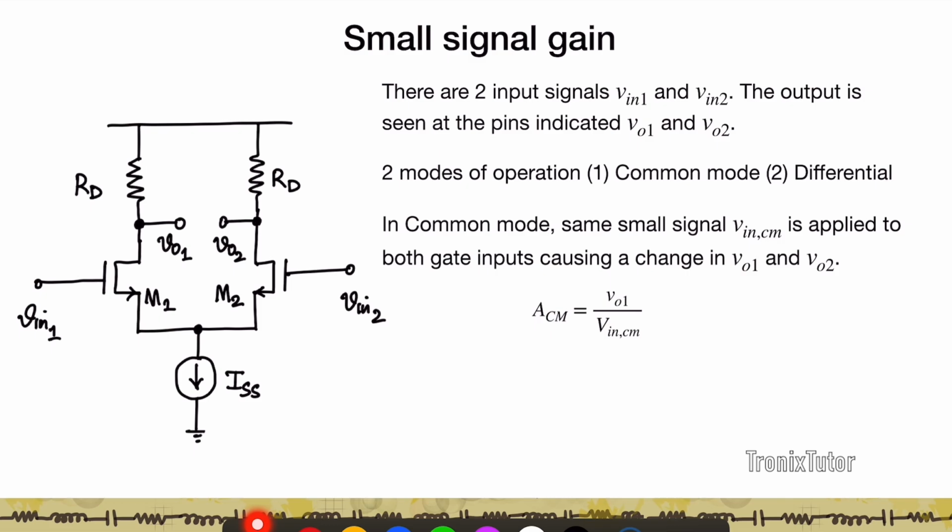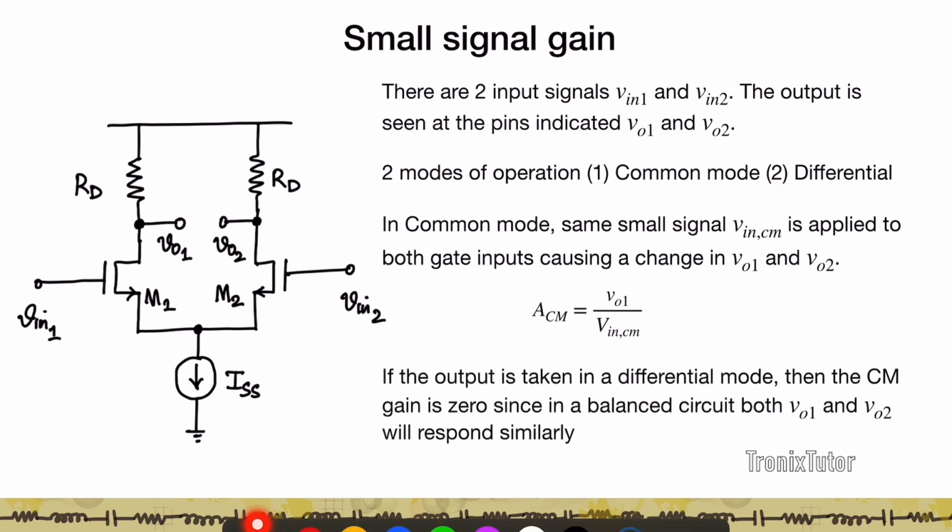Now remember that when the common mode signal is applied to these inputs, VO1 and VO2 are going to respond simultaneously, and assuming it's a perfectly symmetric circuit, both VO1 and VO2 are going to have the same gain to the respective gate terminals because the circuit is symmetric. So we define the small signal common mode gain as the relationship between the common mode input signal and one of the output terminals.